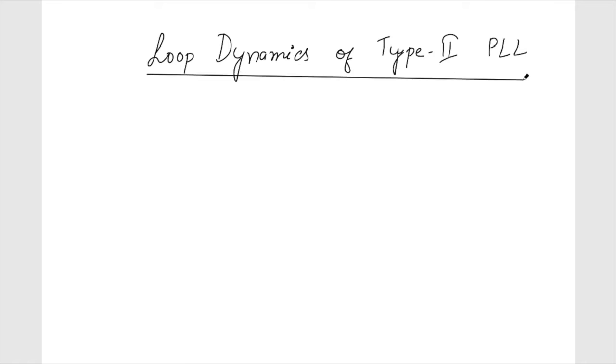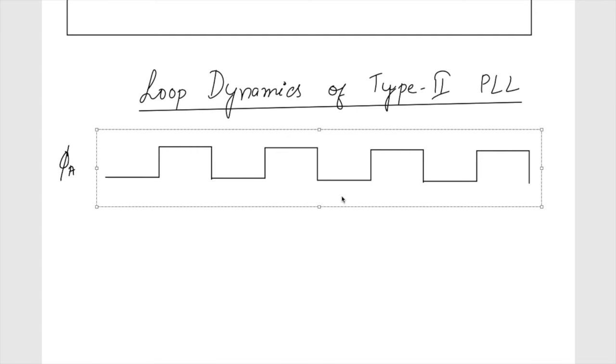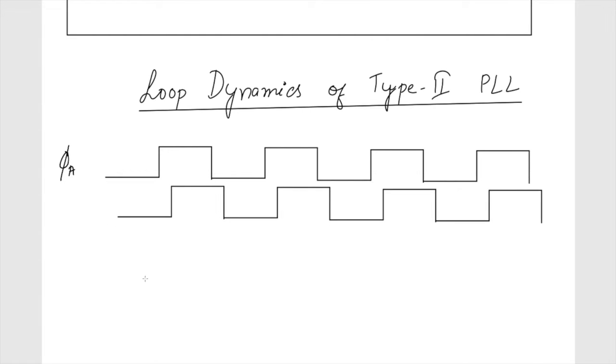So we have understood the basic operating principle of the type 2 PLL. Now we'll try to understand the loop dynamics of the type 2 PLL. So this is my phi A. For phi B, I'll have almost the same frequency, but with a shifted version of this one. So this is my phi B.